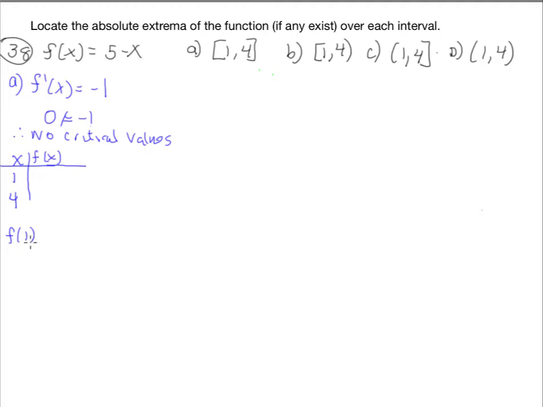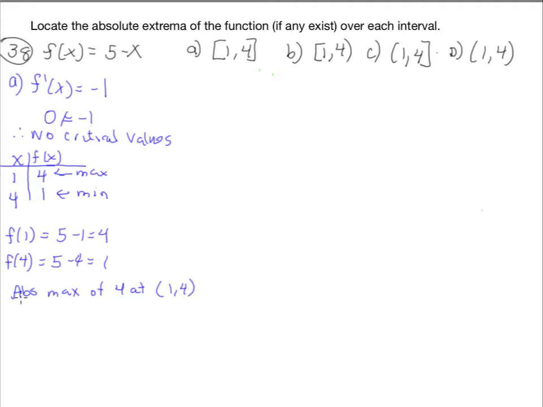And we plug in 1 into the original function of 5 minus x, we end up with 4. Plug 4 into the original function, we end up with a value of 1. So 4 is a max, 1 is a min. For part A, on the closed interval from 1 to 4, we have an absolute maximum of 4 at the point 1, 4. And we have an absolute minimum of 1 at the point 4, 1.